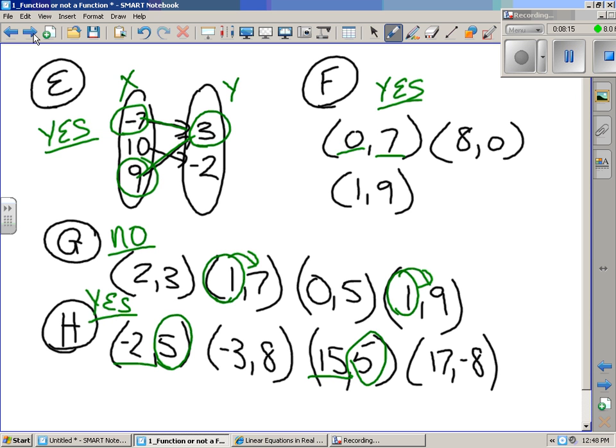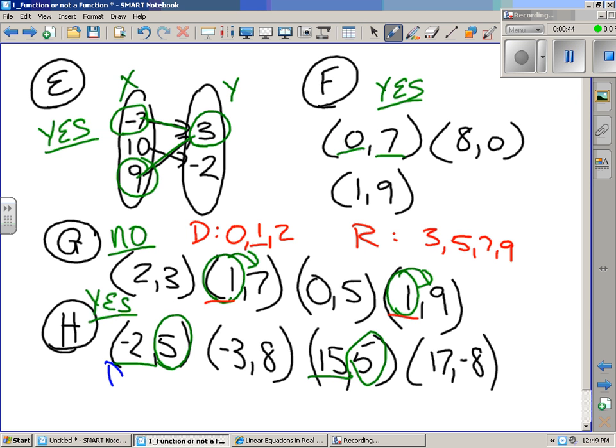We are also going to identify the domain and the range for G and H. For G, the domain is 0, 1, and 2. You'll notice that even though the domain has 2 1s, I don't list it twice. I only list it once. For the range, we have 3, 5, 7, and 9.